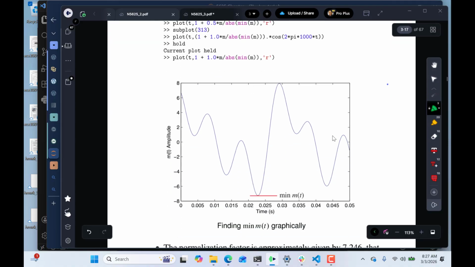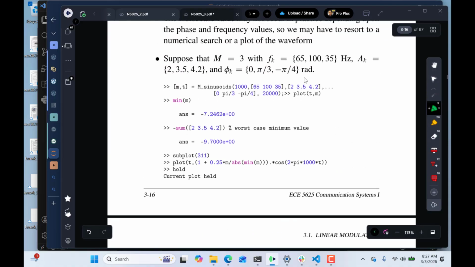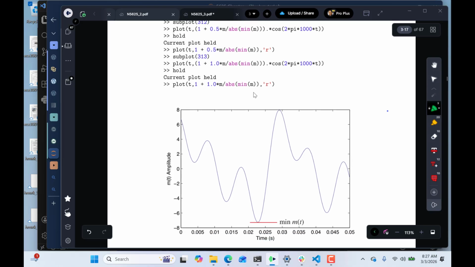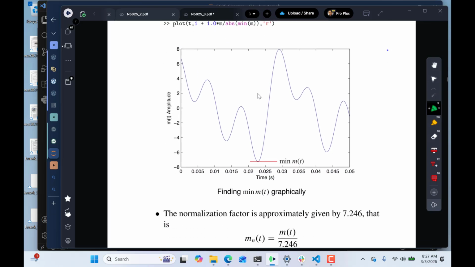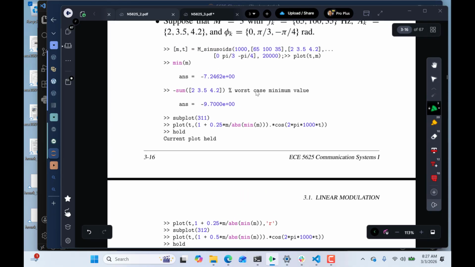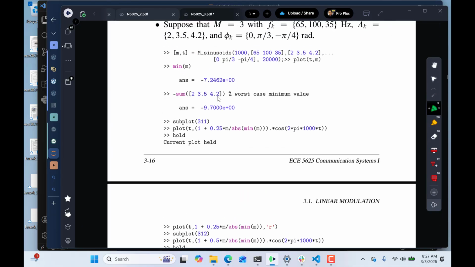So here I just drew a picture for this particular value of 65, 100, and 35, and I'm using a sampling rate, I guess, of 1,000 hertz. There's what the waveform looks like. In the case of my analysis model, I would add up all of those peak amplitudes and take the negative. So the worst case would be minus 9.7.